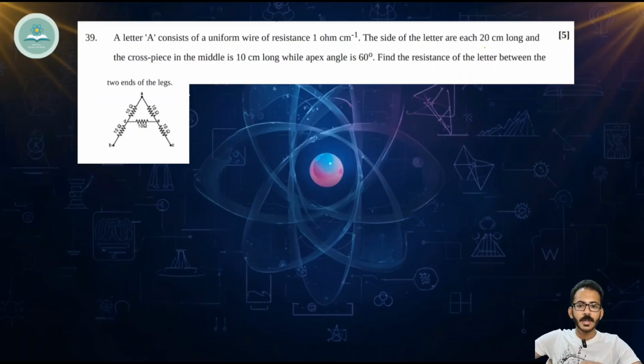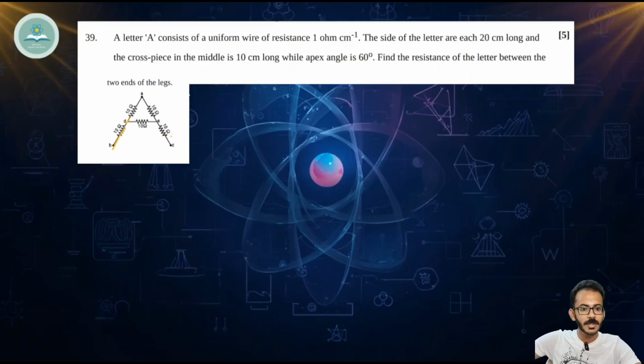Here, a letter A consists of a uniform wire of resistance 1 ohm per centimeter. The sides of the letter are each 20 centimeter long, and the cross piece in the middle is 10 centimeter long, with apex angle 60 degree. Find the resistance of the letter between each of the legs.